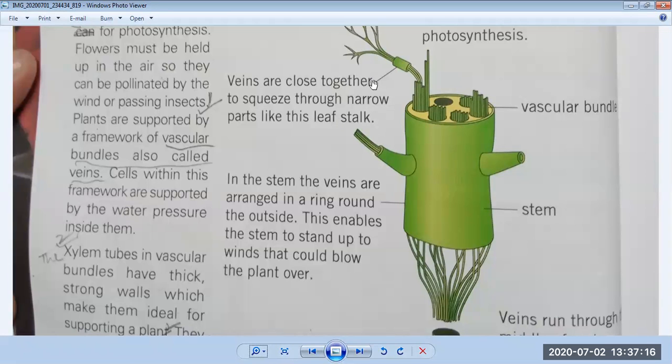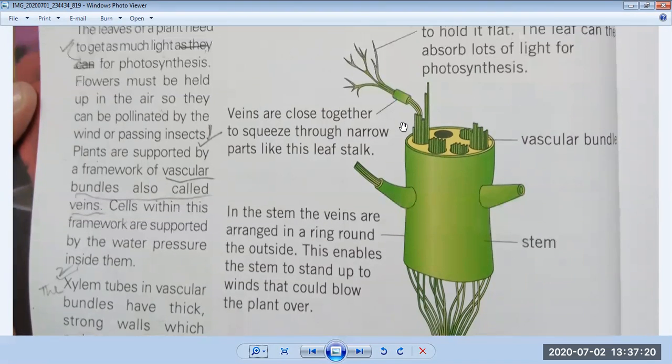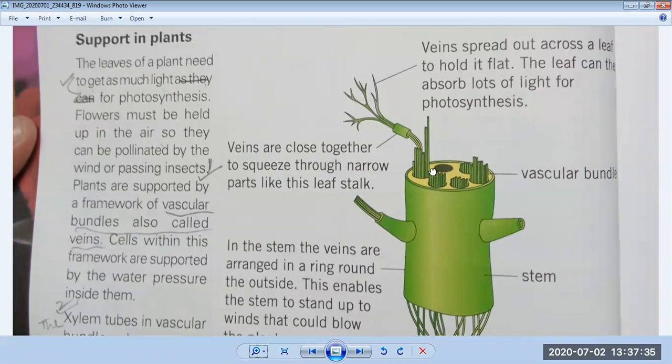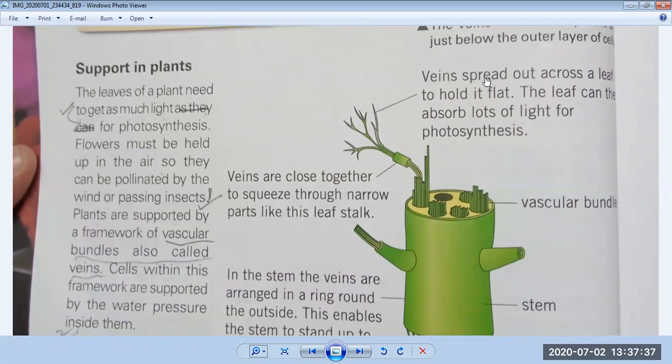So you can also see these are vascular bundles. You can see this is the outer part of the vascular bundle, and inside they are growing and coming out of the stem. And these are the xylem and phloem. You can also see here veins spread out across the leaf to hold it flat. So what will happen when the leaves come out from the xylem and phloem tubes? They will spread to hold it flat.